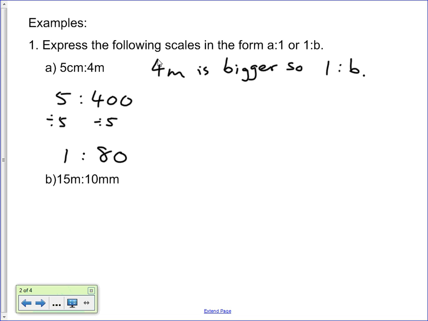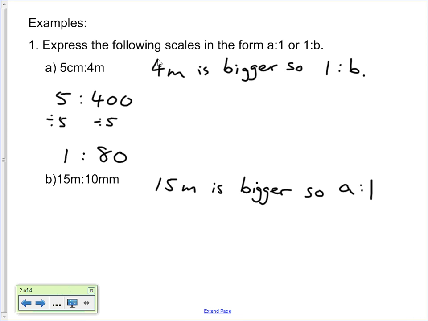Alright? Now, we've got 15 meters to 10 millimeters. Which one is bigger? 15 meters is bigger than 10 millimeters. Alright? So if that's the case, we want this one to reduce to 1, and this one will be A. So it's going to be in the form A to 1. Alright? Whichever's smaller is the one that we change to 1, and the other one's going to be a different number. Alright?